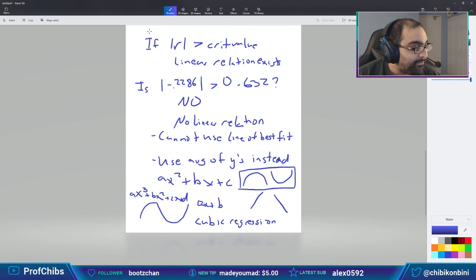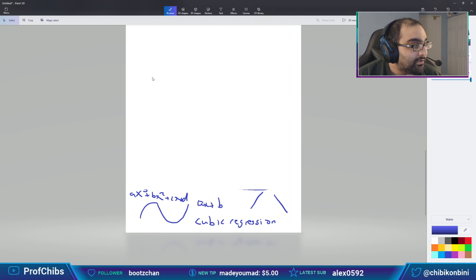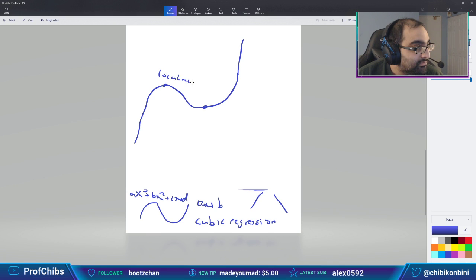So if I had my picture here, let me go back to my picture here, like a generic picture, right? Yeah, so if I have my picture here, here's my local max, because technically this stretches down to infinity. This goes up to positive infinity. My local max. This is my local min. Okay.